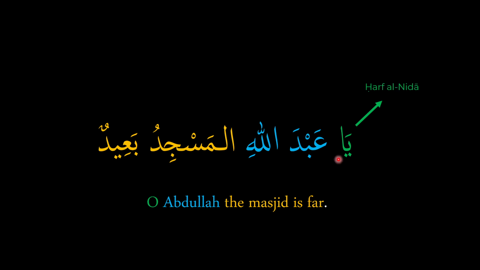Now, ya in this case, as usual, is going to be a Ḥarf al-Nidā. It is the harf that's being used to get someone's attention. Then we have Abdullahi, which is our munada, and in this case, note that it's in a state of nasb, because we're dealing with a munada that is an idafa, so it will be nasb on the mudaf. And then obviously, al-masjidu ba'idun is the maqal, what is being said to the person whose attention we're trying to get. And once again, the munada, since it's an idafa, is going to be in a state of nasb.